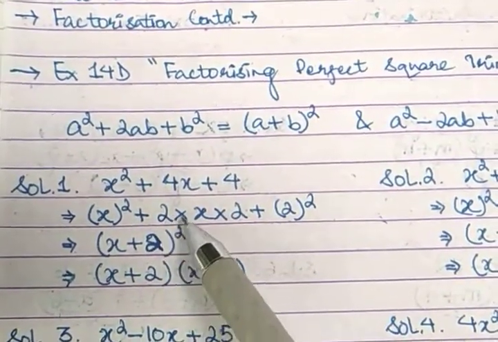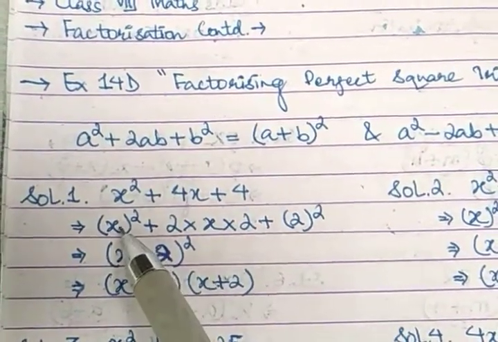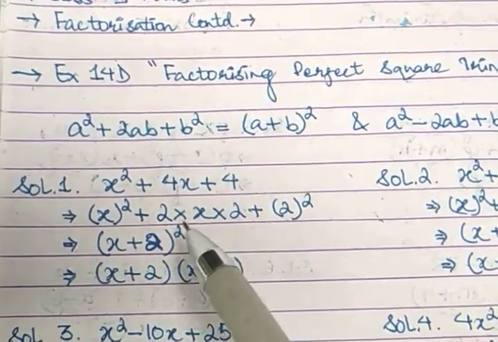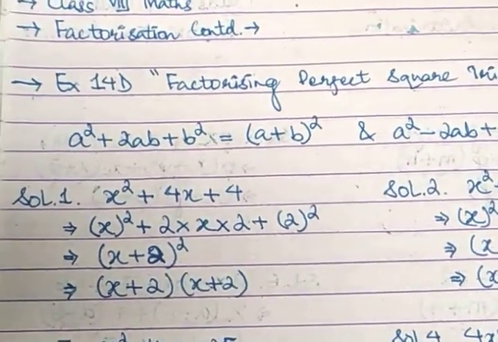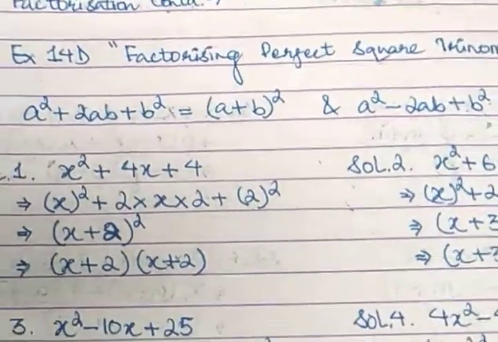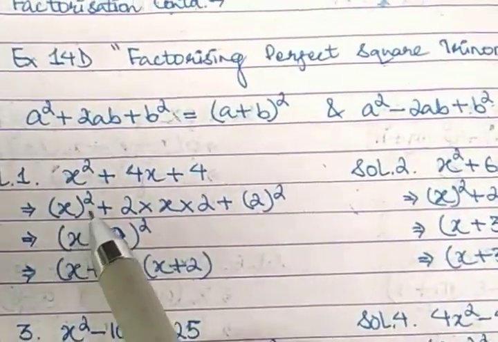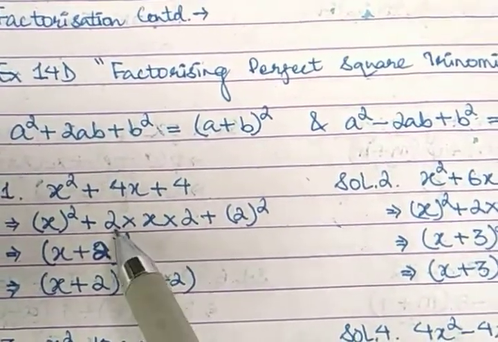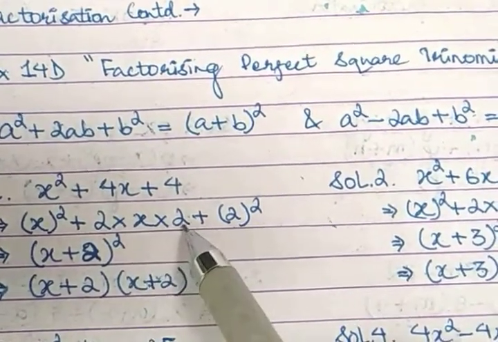Plus now 2 into, I'm using this formula, a squared plus 2ab plus b squared. In place of a I have taken x, so x whole square plus 2 into a, and in place of a I have already taken x, so 2 into x. You know the relation between the constant and the variables via multiplication, which we have done in algebra. Now the middle term we have is 4x. 2 into x will give us 2x. Now what should I multiply with 2x to get 4x? The answer is simple, 2.